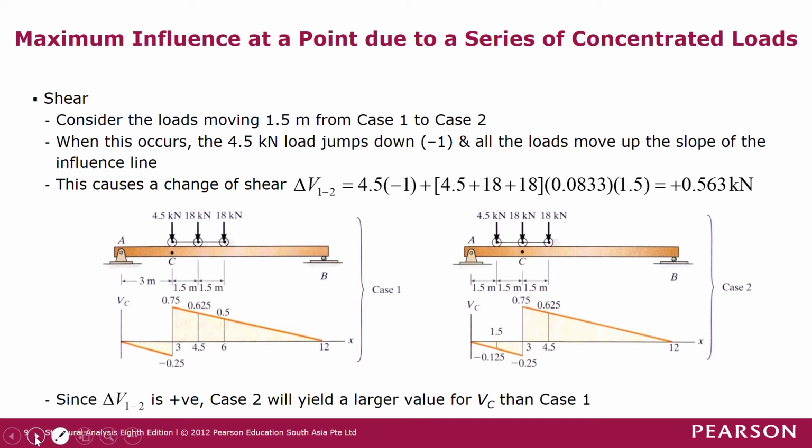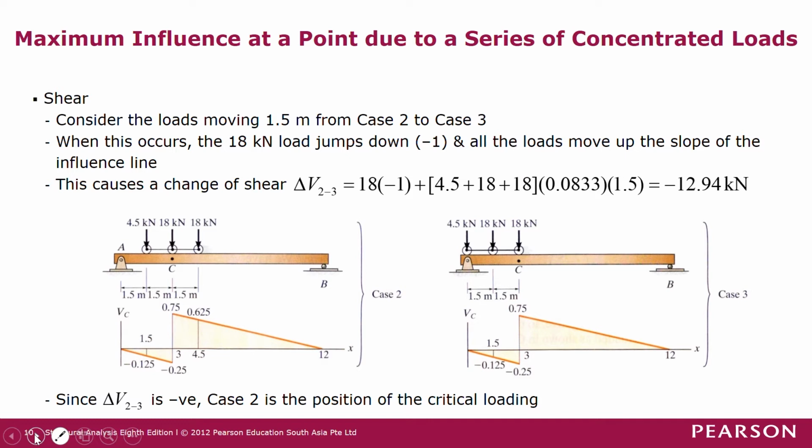And then next we will look at what happens when the system of loads has moved from case 2 to case 3. In this case the 4.5 kilonewton moves by 1.5 meters. So the ordinate moves from minus 0.125 to 0. So the change is the force multiplied by the slope multiplied by the horizontal movement of the load.